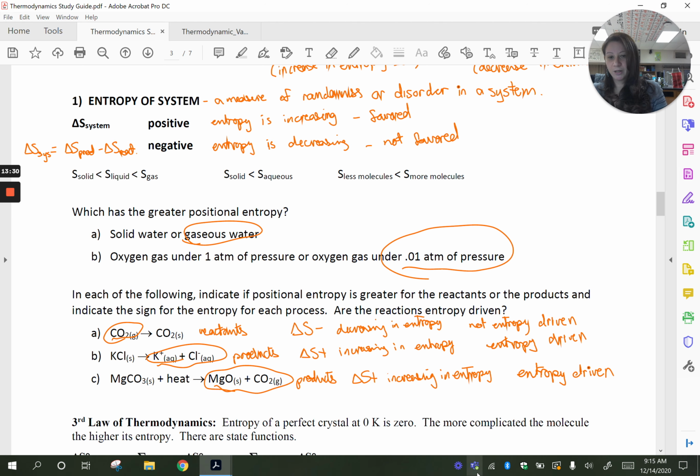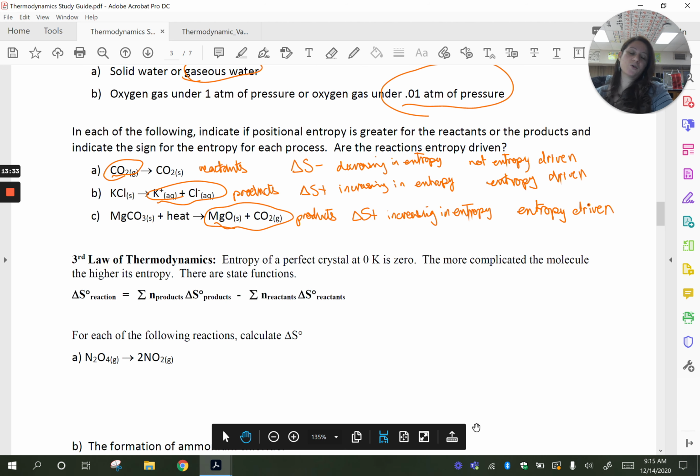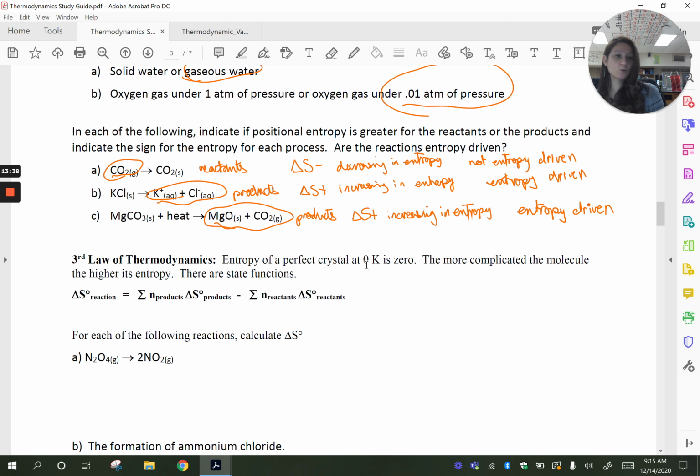The third law of thermodynamics says that the entropy of a perfect crystal at 0 Kelvin is 0. So when it's absolute 0 and everything is frozen, and everything is a perfect crystal, that's when the entropy S of a species is equal to 0. Any other temperature, any higher temperature, or any more complicated structure will have higher entropy. So if you have a really complicated structure, it's going to have higher entropy than something that is a simple crystal. And entropy is a state function as well.